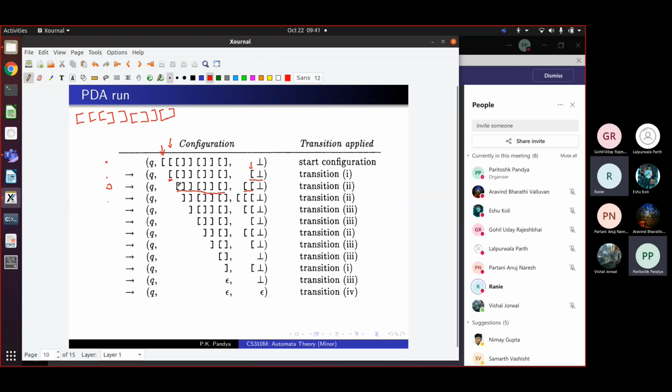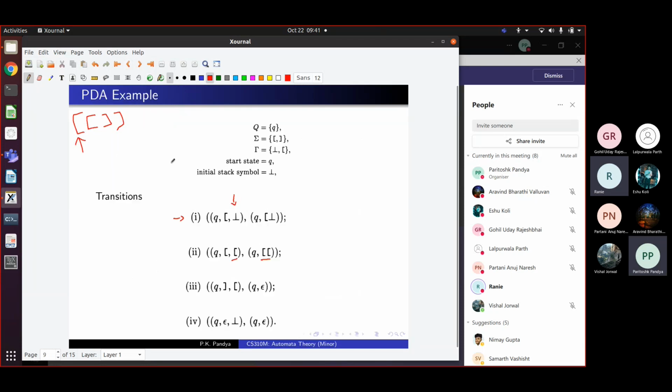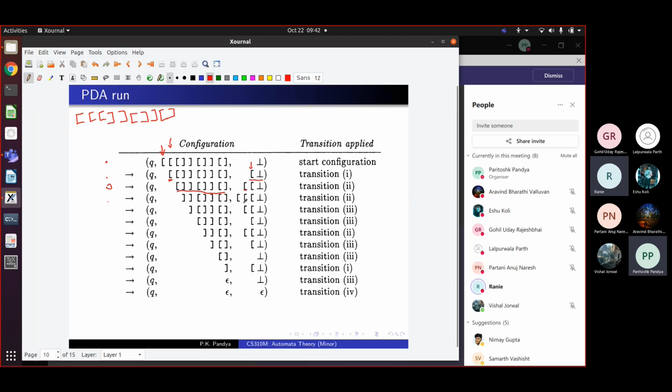Open bracket. And what is at the top of the stack? Open bracket, sir. So which rule will apply? The second rule. Very good. We consume one left bracket from the input word, and on the stack that open bracket will be replaced by two open brackets, right? Yes, sir. So this one gets replaced by these two. So I get this configuration.